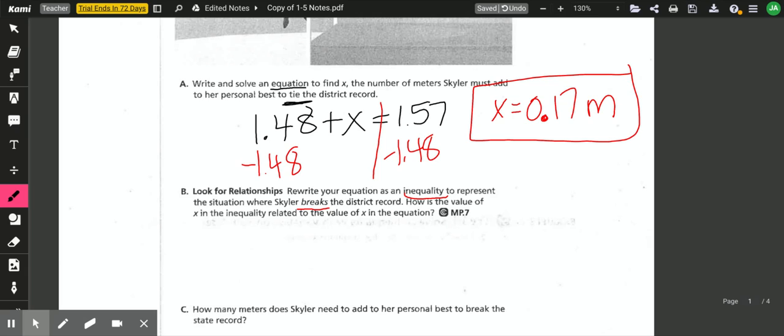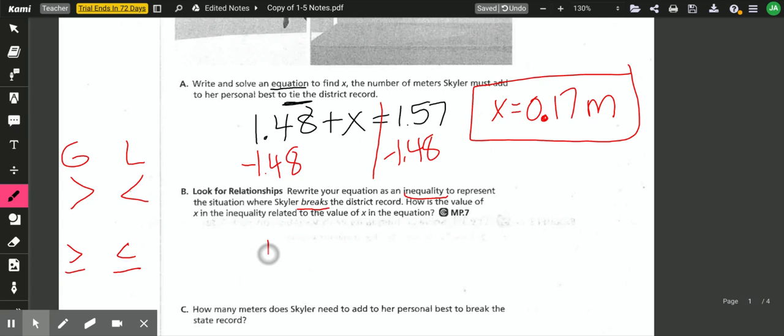Okay, so if you remember, we have inequalities like this. This first one I listed is greater than, and the second one is less. Nope, I have those backwards. My bad. Greater than looks like this, and less than looks like this. We also have ones that are like greater than or equal to, where it has that line underneath. Okay. All right, so it says to write it as an inequality to represent a situation where she breaks the district record.